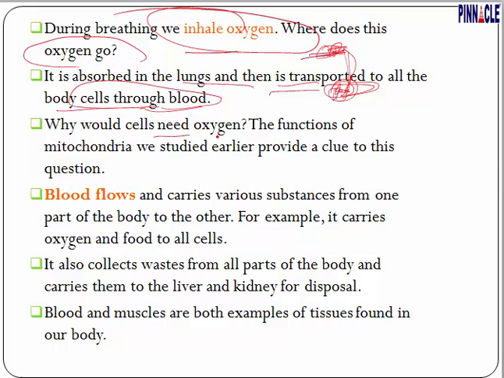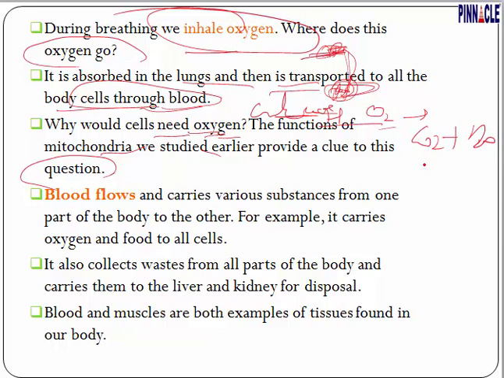And why would a cell need oxygen? The function of the mitochondria we studied earlier provides a clue to this question. Why do we need oxygen? Because oxygen plus glucose, in the cellular respiration of cells, glucose oxidation, after oxidation it will become CO2 plus H2O and release ATP molecules, energy.